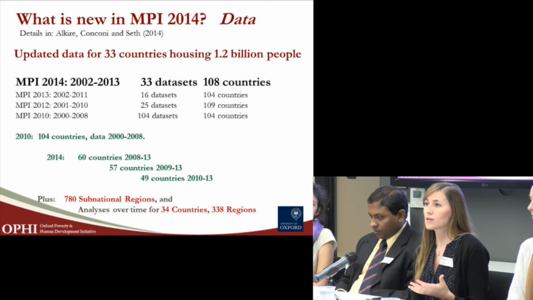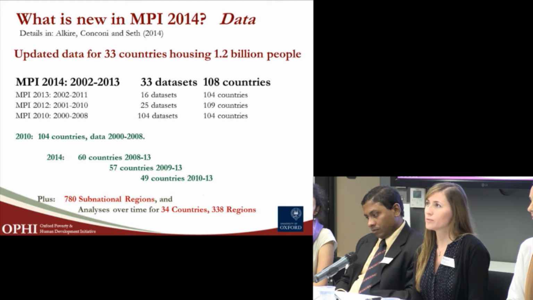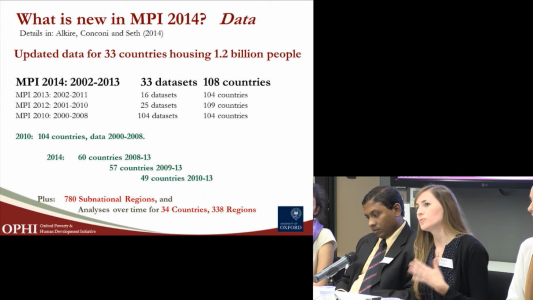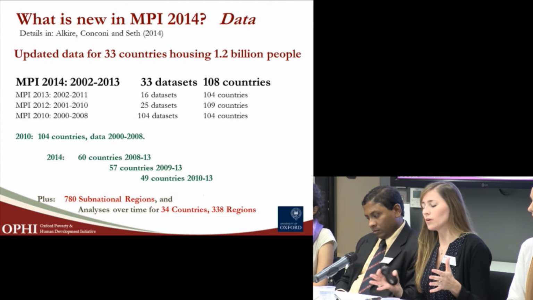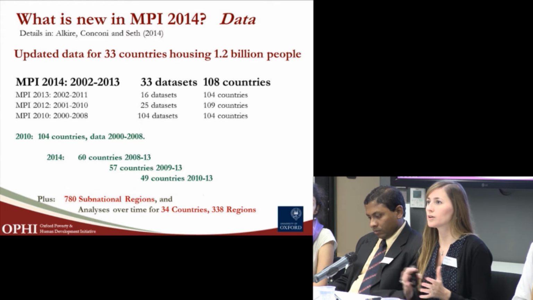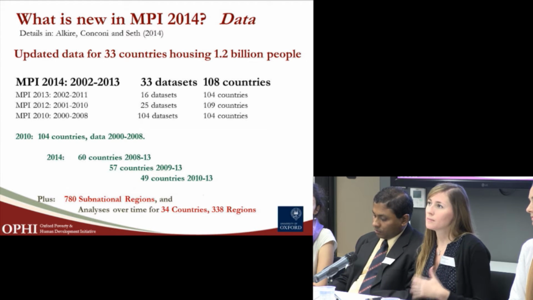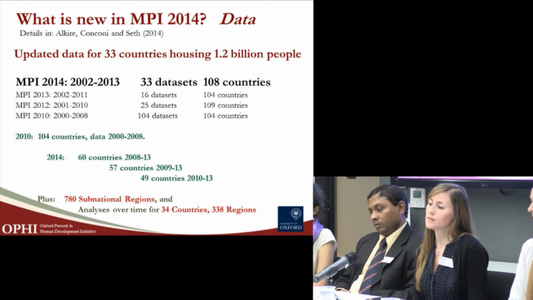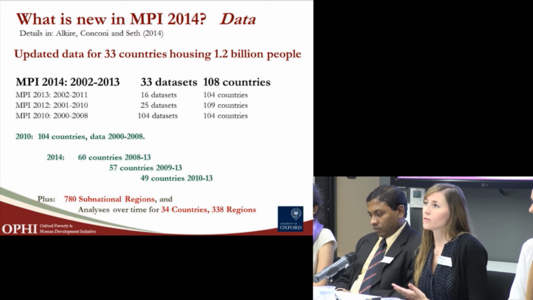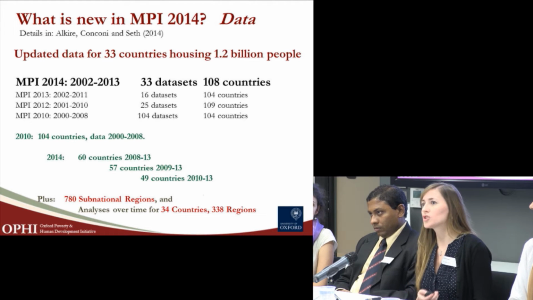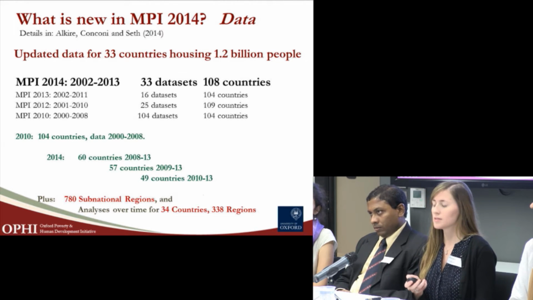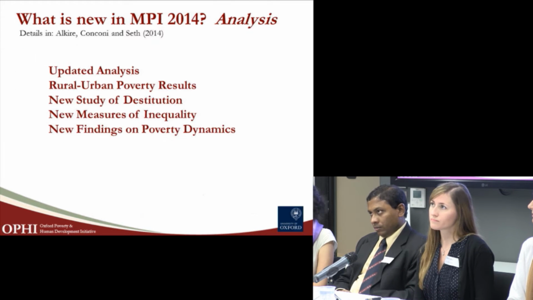Besides computing the national MPI for these 108 countries, we are also introducing this year decompositions or results by urban and rural areas. And as done in previous years, we are also computing these figures for subnational regions in countries that allow this type of analysis. This year we are covering 780 subnational regions in 69 countries, and we are also computing changes over time in 34 of these countries.